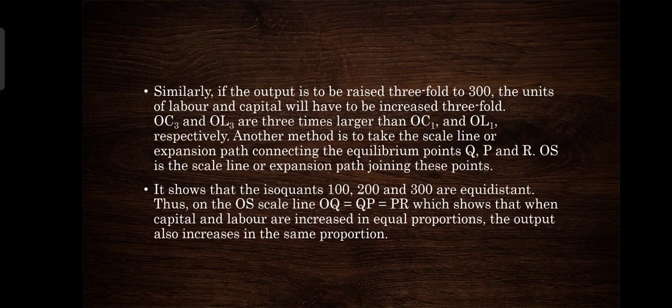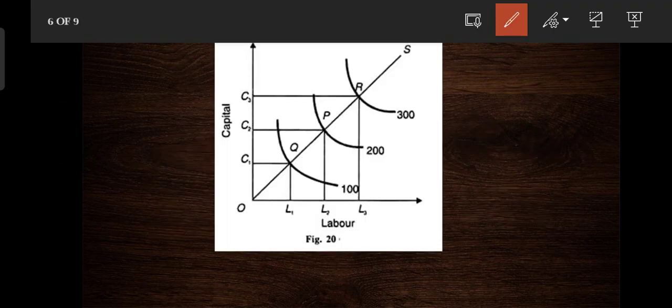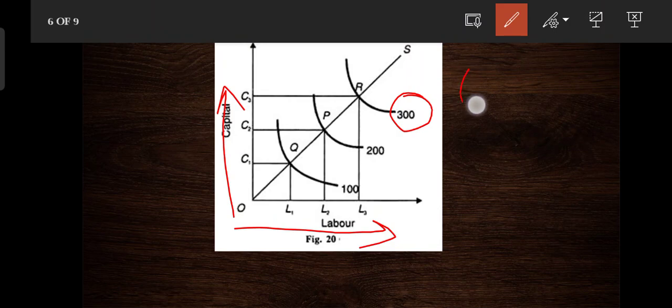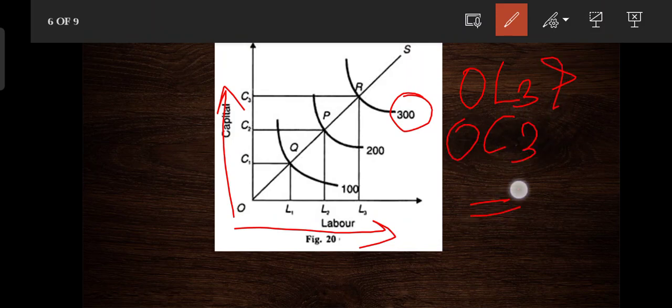Okay, we can see that in the graph. Here in the graph, we can see that when the output is increased 3 times, the labor used is OL3 and the capital used is OC3. We can also see that OL3 and OC3 are equal to 3 times OL1 and OC1. That is, there is a 3 times increase in the output and thus there is a 3 times increase in the inputs here.